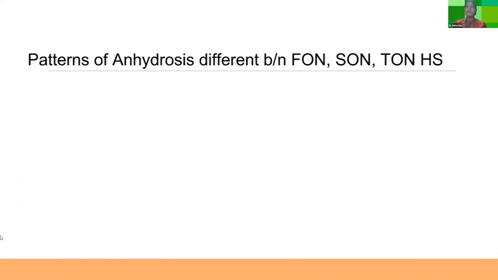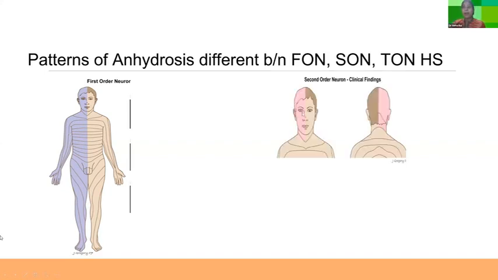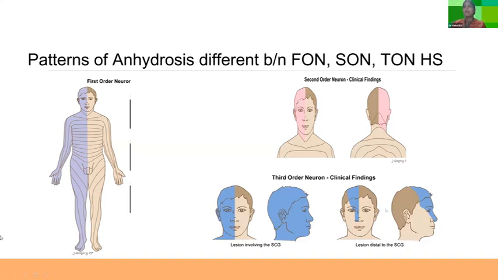The pattern of anhidrosis does differentiate between the first order, second order, and third order Horner syndrome. In the first order Horner syndrome, the sweat secretion of the ipsilateral half of the face and body is affected, whereas in the second order Horner syndrome, the external carotid artery and the sympathetic plexus around it, which supplies the ipsilateral half of the face, are affected. And if it is third order Horner syndrome, which is distal to the superior cervical ganglion, then only a small patch of anhidrosis will be there just above the eyebrow, and it is usually missed.